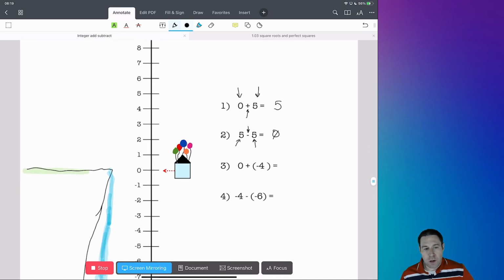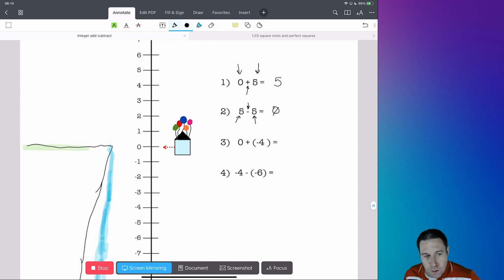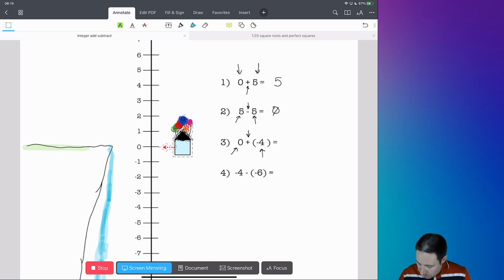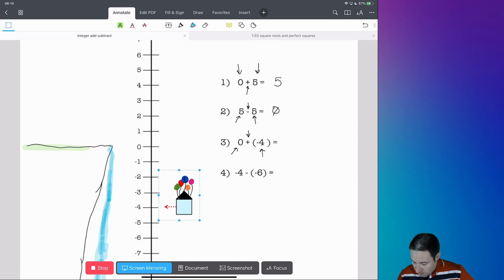In the third problem that we have, again, we're starting at 0. This time we're adding items to the house, but now we're adding 4 heavy sandbags. So if we're adding 4 heavy sandbags, the house is going to come downwards. It's being weighed down, and it's going to move down 4 units. So here we can see if we move 4 down, we end up at negative 4.